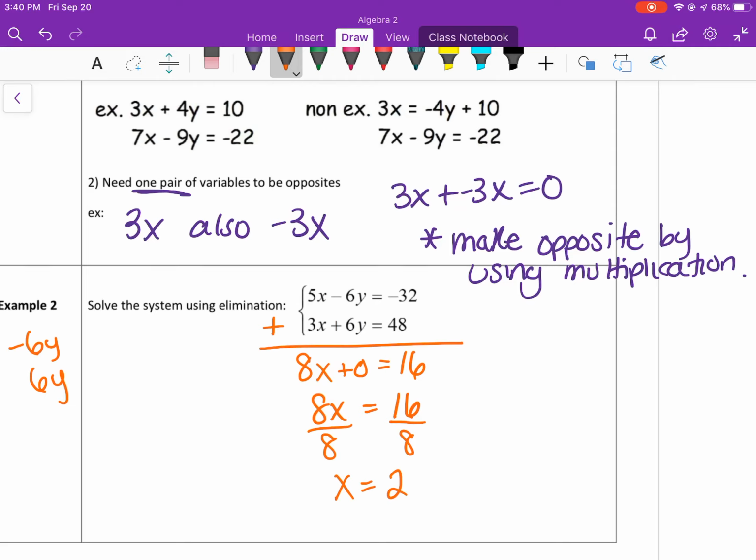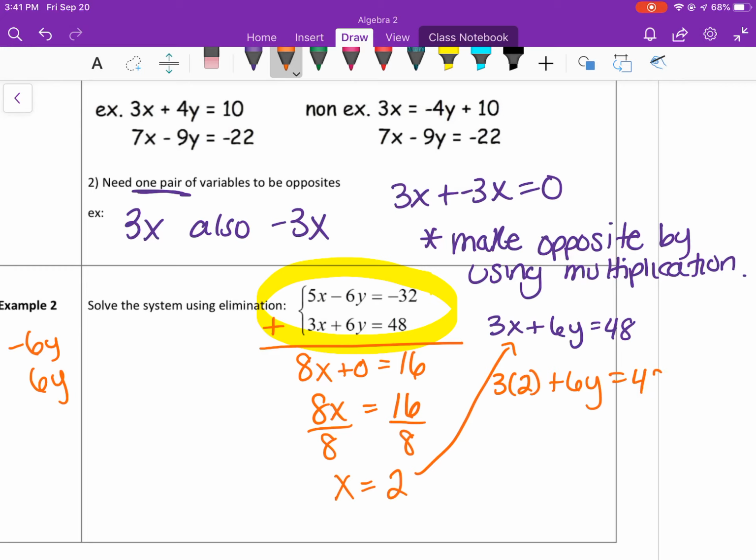But you're not done yet. You still need to solve for y. You can go back up into the original equations and plug in x equals 2 into either equation and solve for y. I like to try to choose the equation without the negative numbers if possible. So I'm going to take the second equation, 3x plus 6y equals 48, and substitute my x in here. So 3x will be 3 times 2 plus 6y equals 48.